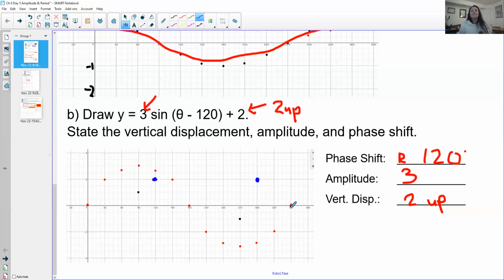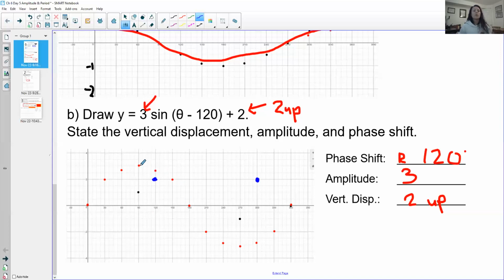And then this one, if I brought it over 120 degrees and 2 units up, it would be off of my graph. I'm just going to plot in what I can for now. So I've done this guy, this one, and this one. I need to get this guy up here and this one down here.